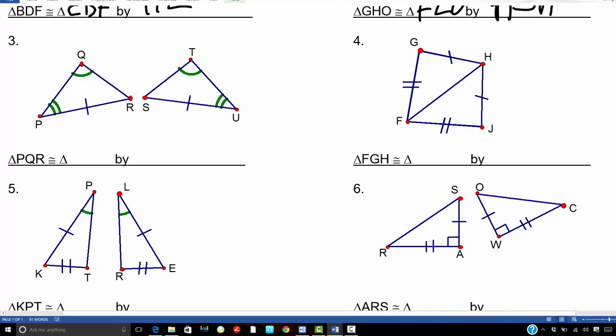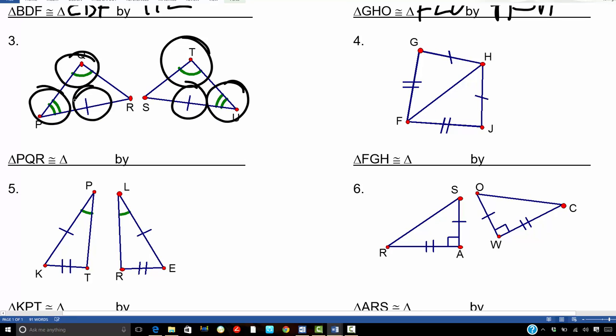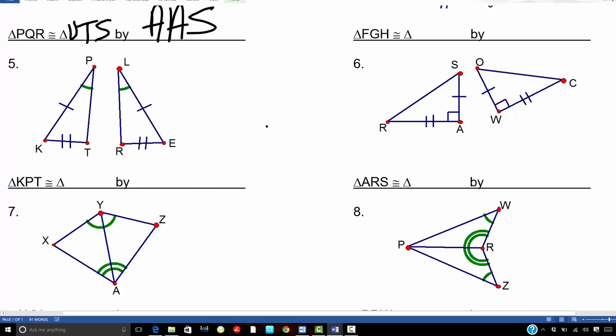Number 3, no need to write anything in. Those triangles aren't touching, so it's hard to provide any more information there. But we've got enough. We've got an angle, and then we've got a side. In that order: angle, angle, side. So those triangles are congruent. And triangle PQR is congruent to triangle UTS. All right, skip number 4. I feel like that's one you can do at this point.